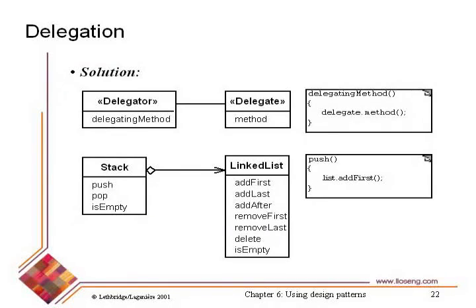Let's take an example. We have a linked list class. A linked list class is a data structure which contains a number of methods: add first, add last, remove last, delete, is empty, etc. Okay? We want to create a stack class. A stack class is going to have three canonical operations: push, pop, and is empty. You only want to do those three things on a stack.